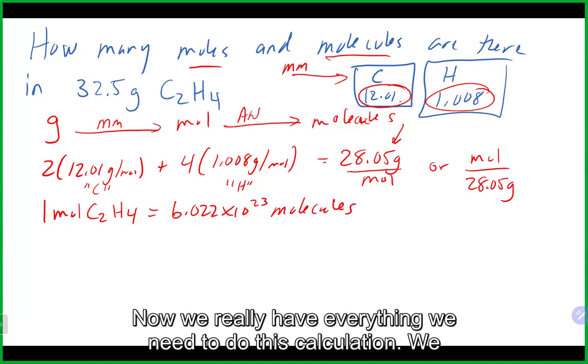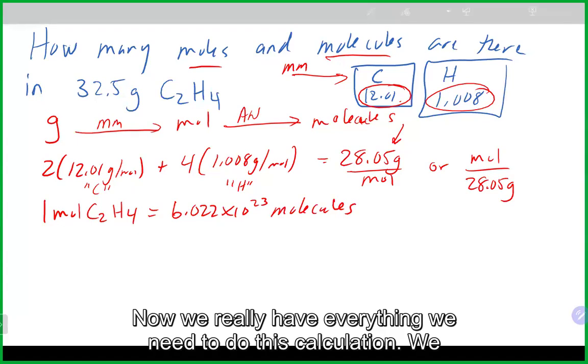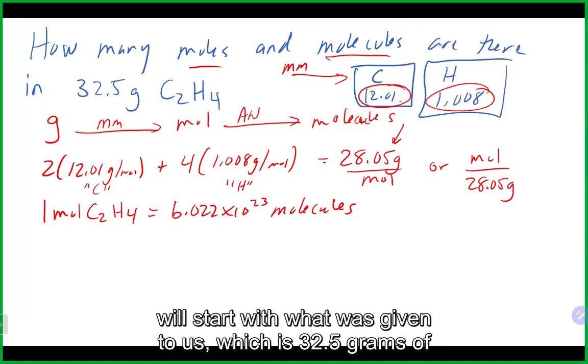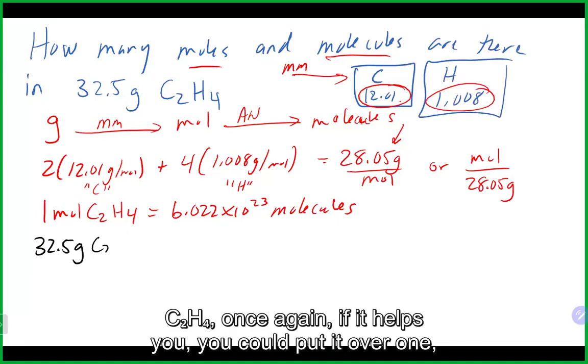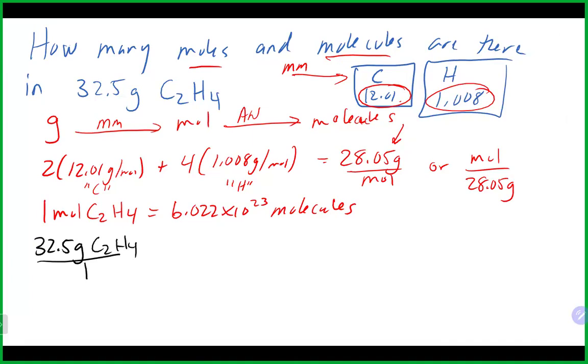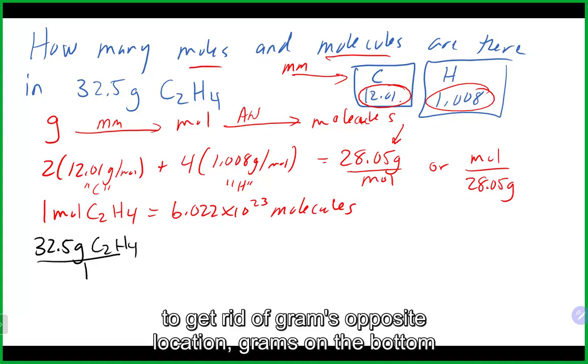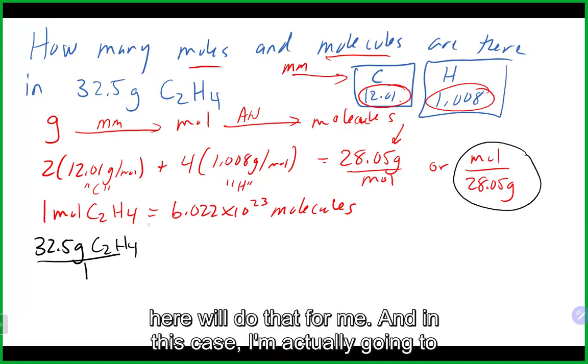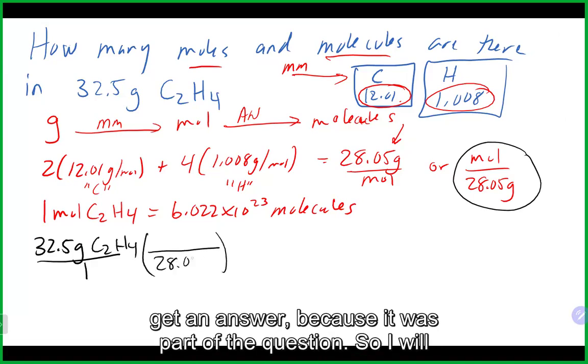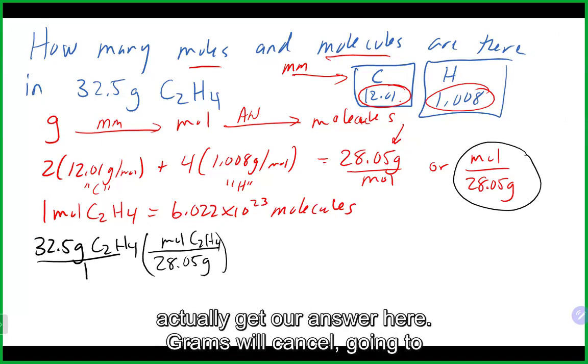Now we really have everything we need to do this calculation. We will start with what was given to us, which is 32.5 grams of C2H4. Once again, if it helps you, you could put it over 1, and that should point you in the right direction here, that I need to get rid of grams. Opposite location, grams on the bottom here will do that for me. And in this case, I'm actually going to get an answer because it was part of the question. So I will actually get our answer here.